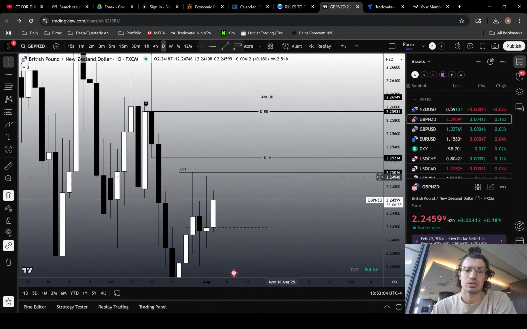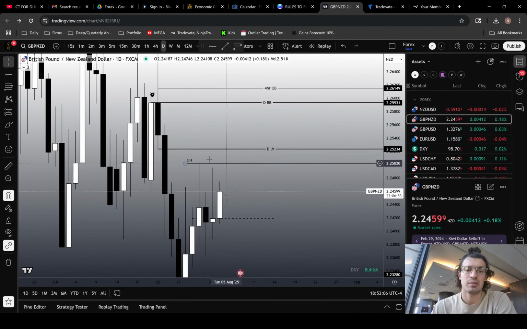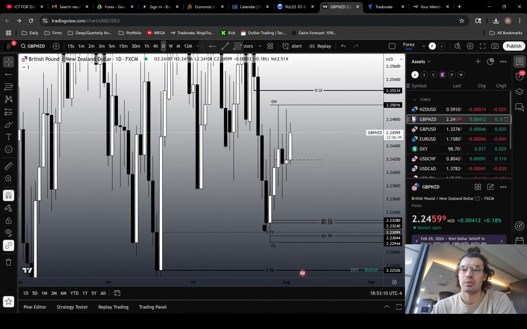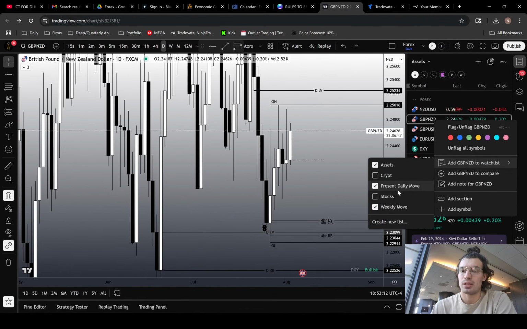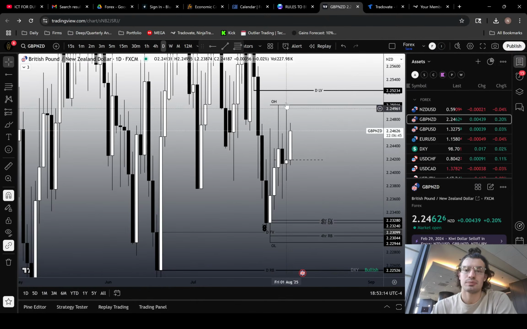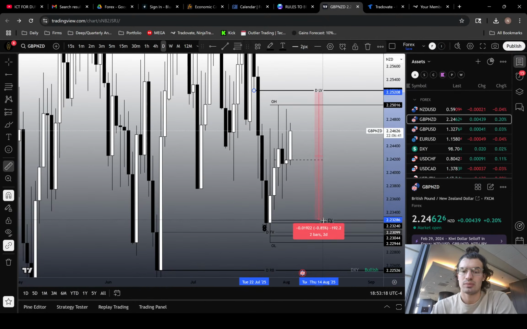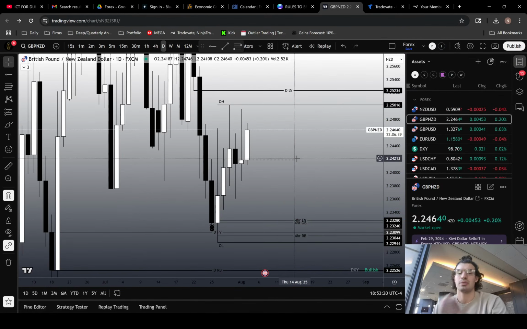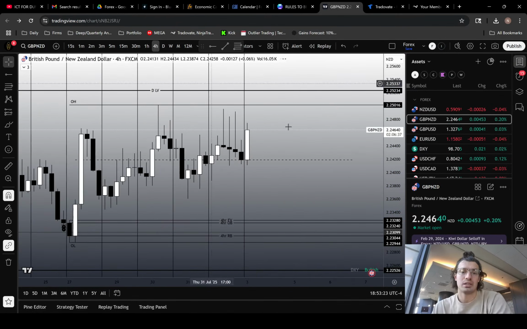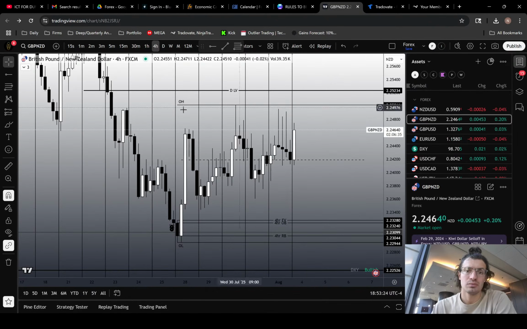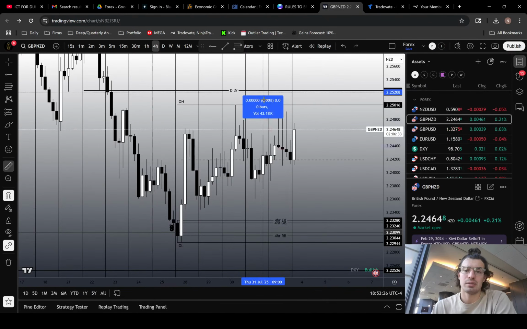This looks real nice. We'll scoop some liquidity above here, fill in this liquidity void and fall lower. That's a trade for the week. We're going to add that to weekly move. That'd be nice. 200 pip move. Be really nice. Yeah, it's a weekly play right there.